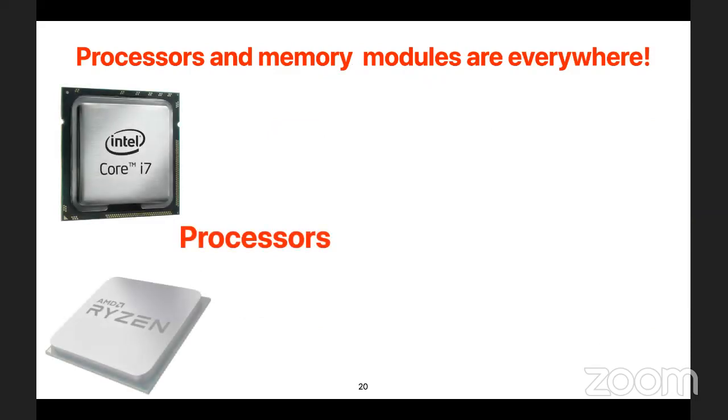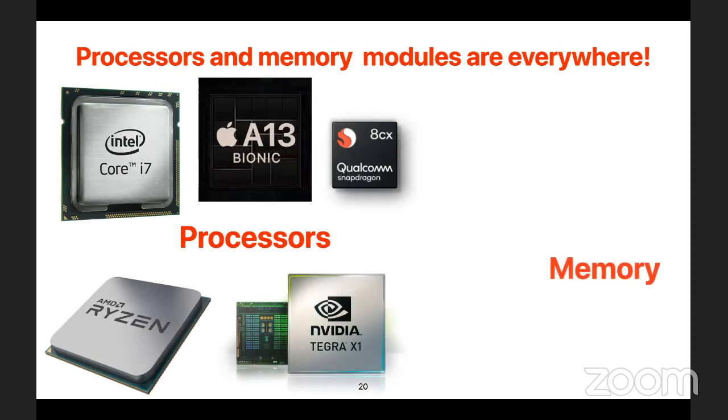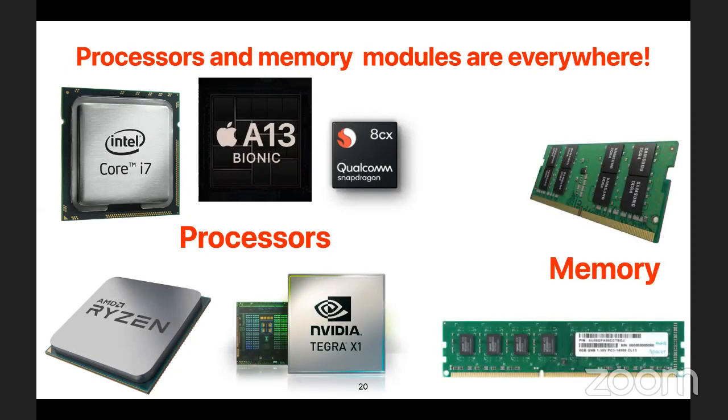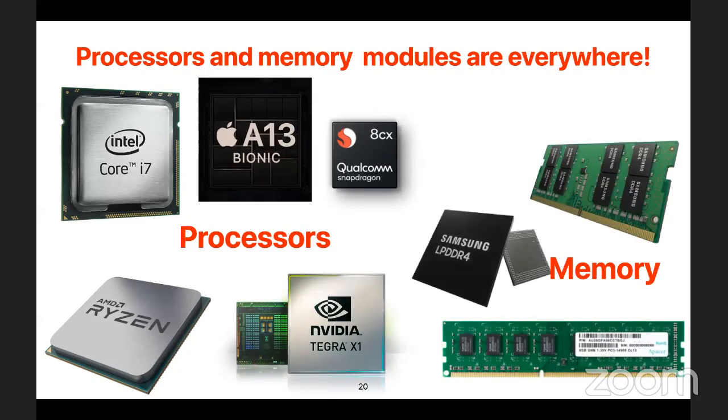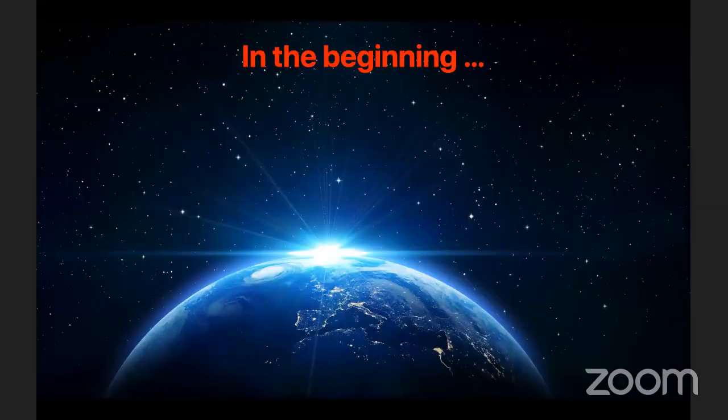And so right now we see a lot of different examples of computing, but everyone has processor and memory, right? So why are processor and memory everywhere? Let's talk a little bit about the history, right? In the very beginning, there's nothing. Well, one day, someone said there should be a light, and there was a light, and so on.